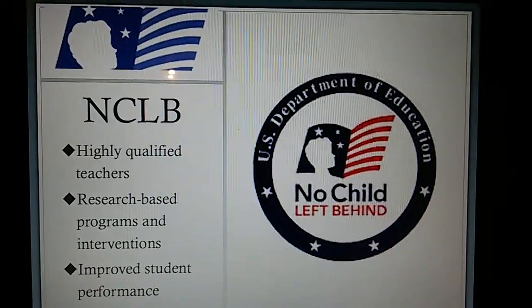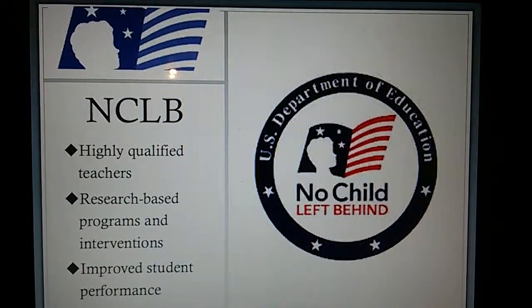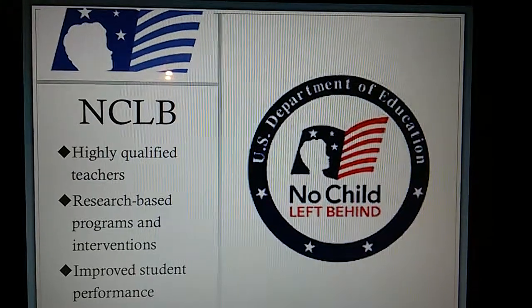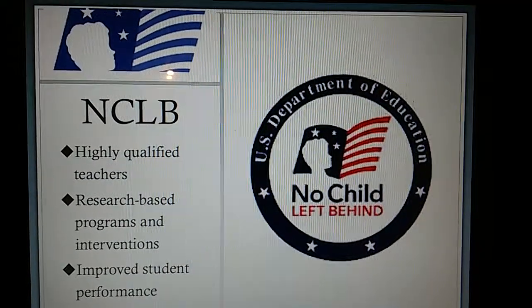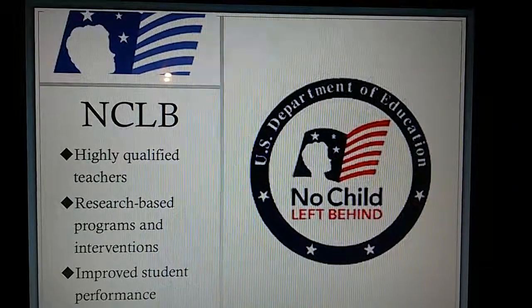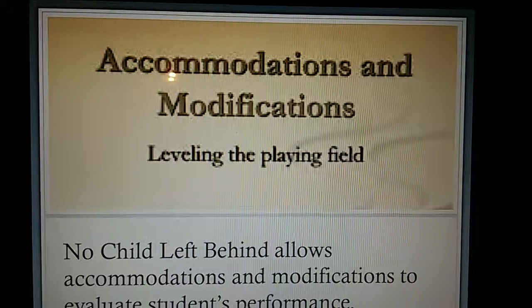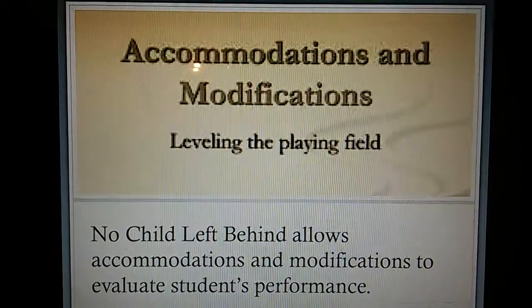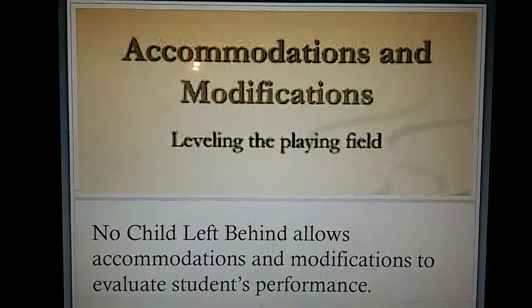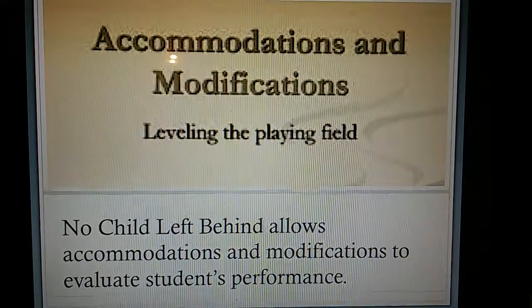In 2001, Congress strengthened students' rights by passing No Child Left Behind, which requires schools to meet the educational needs of all students by hiring highly qualified teachers and to use research-based programs and interventions to improve student performance. No Child Left Behind allows schools to evaluate students' performance based on the accommodations or modifications outlined in the student's IEP.